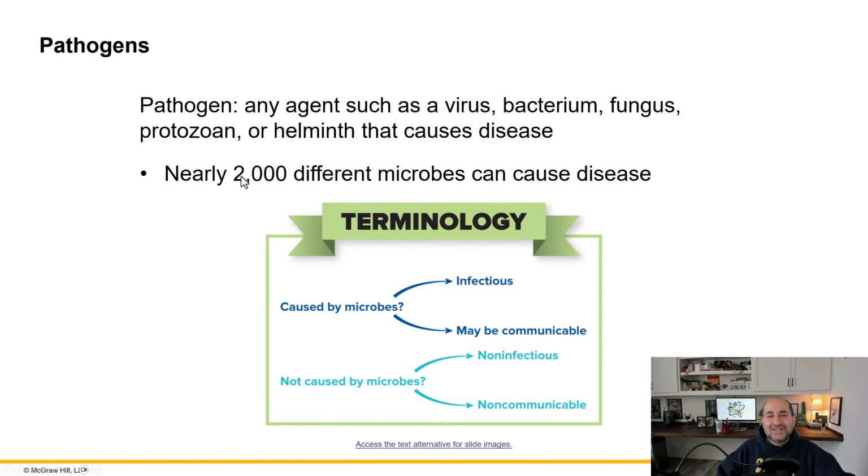But of course, that's not to say that all of it is wonderful and roses. A lot of these microorganisms and small infectious agents are pathogens. They cause disease. A pathogen is any agent or organism such as a virus, bacterium, fungus, protozoan, helminth, any one of these types of entities that cause disease. And there are nearly 2,000 different microbes or agents that cause disease that we know about today.